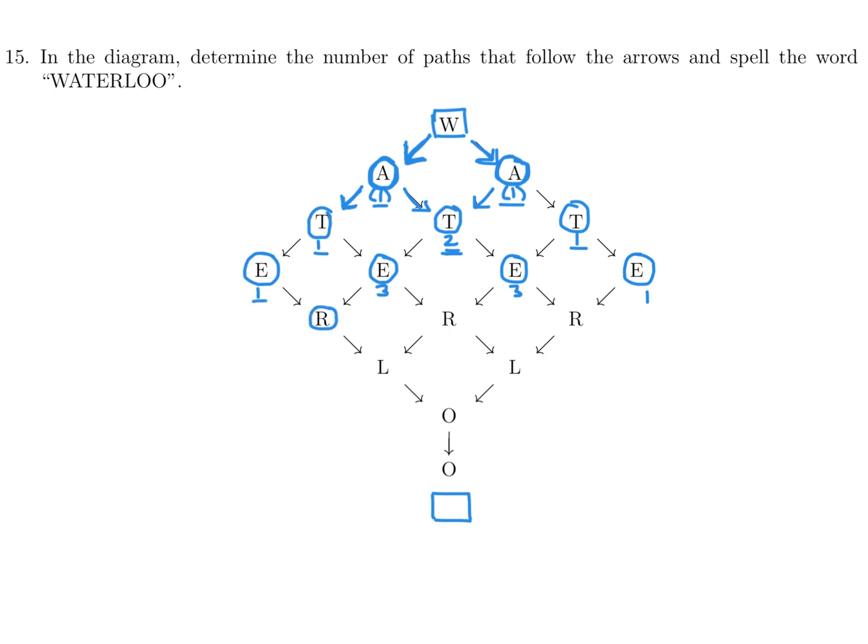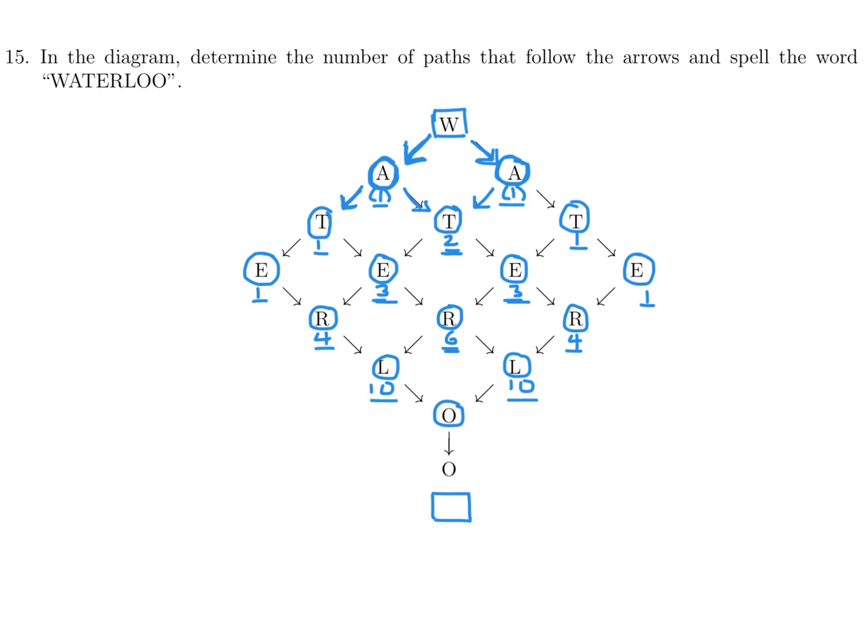In order to get that R, you add the 1 and the 3. That's 4. And then that R, you add this 3 and that 3. That's 6. And to get that R, it would be that 3 plus that 1, which is 4. To get this L, it would be this 4 and this 6. That's 10. To get that L, this 6 and that 4. That's 10. And then finally, to get that O, this 10 and that 10.